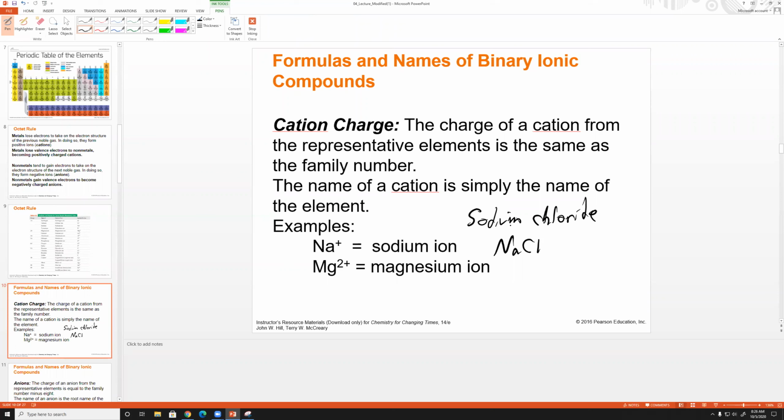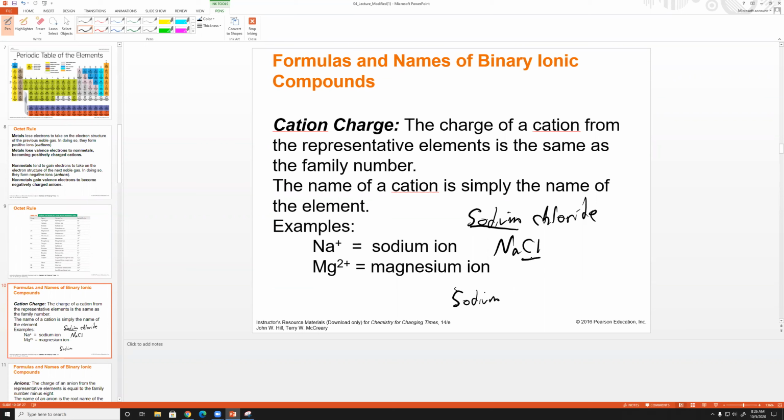The reason why is, let's look. Sodium, okay? If we look at the periodic table, Na is sodium, and that's good. And that's it. So you just write the name of the metal in these ionic bonds. So you're writing the name of the metal. Na is sodium, you write the name. All right, sodium.